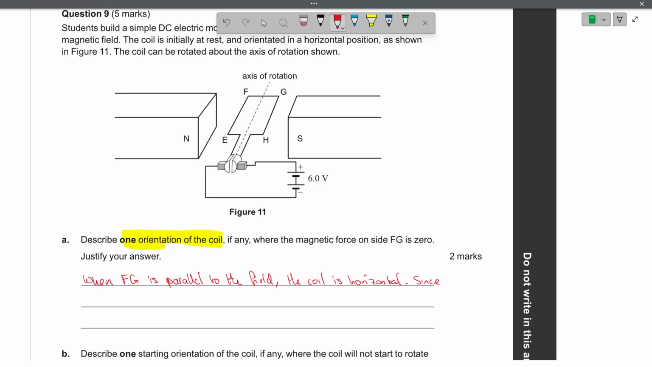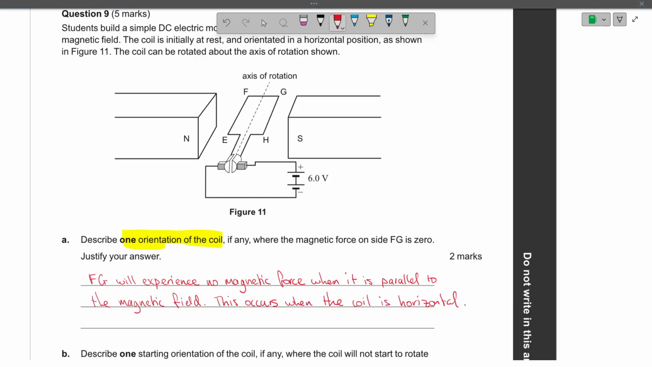Since FG is parallel to the field, I probably could have not written this first part here, but we'll just leave it for now. Since FG is parallel to the field, it will not experience... Actually, I'm not happy with the way that I'm writing this. I'm going to just pause it and come back after I've finished writing my answer.